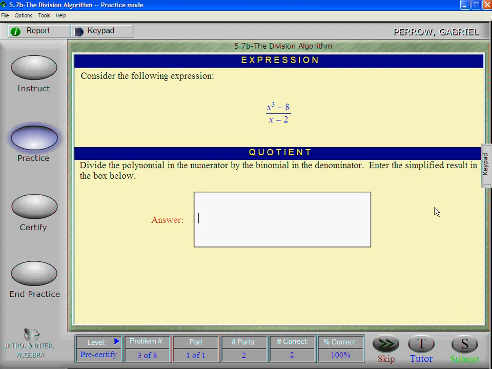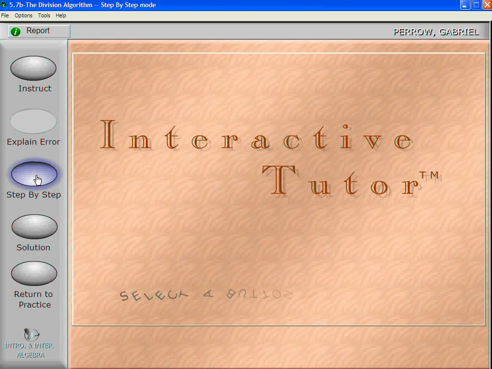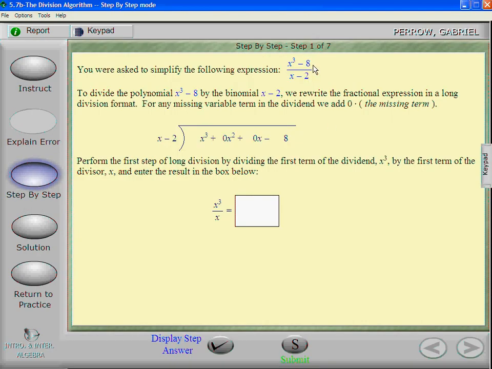Okay. This is a good example to do next. Let me check my time here. Looks like we've got some time. So let's go right to the tutor mode. And my observation about this problem, and they're going to spell it out for you right here.